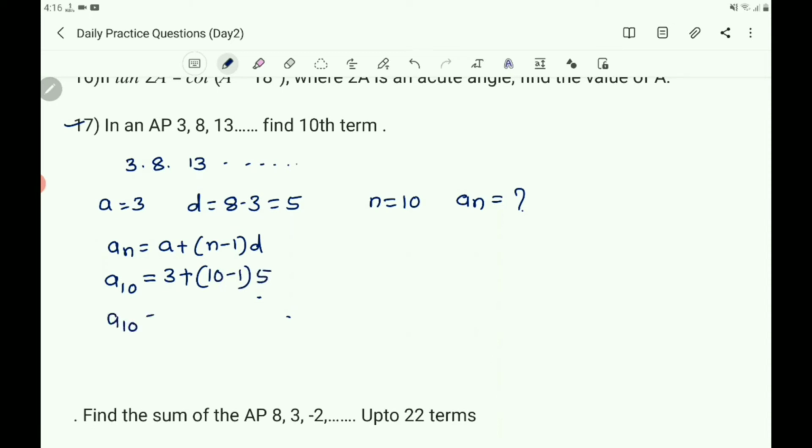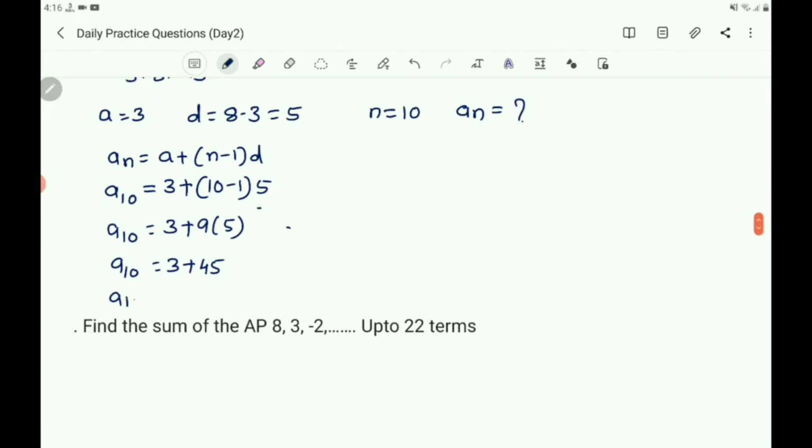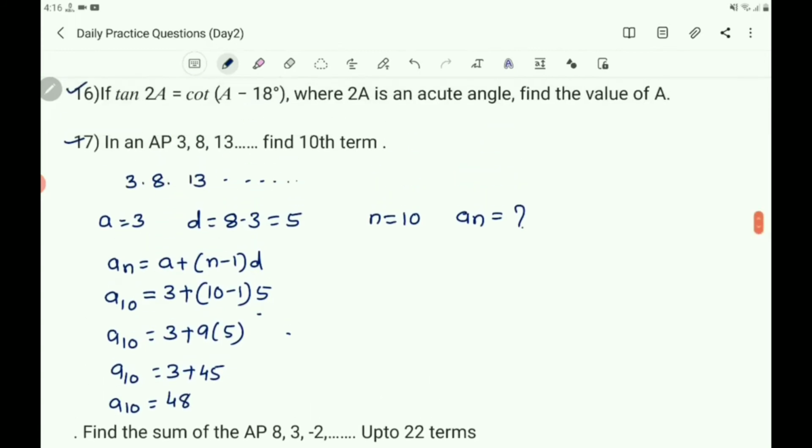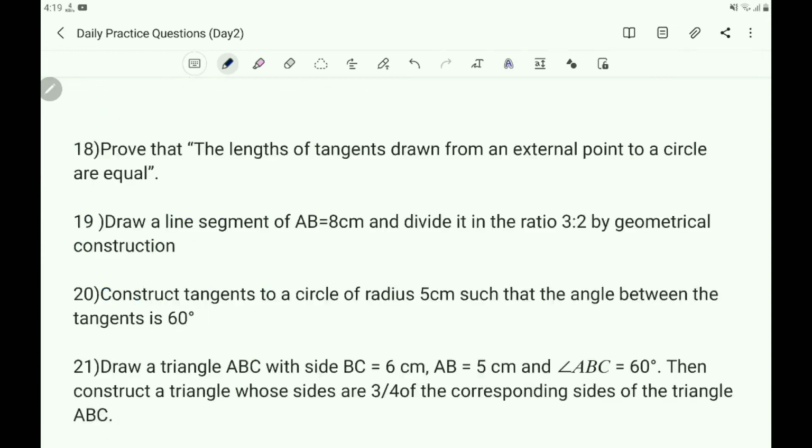So a10 equals 3 plus 10 minus 1 is 9, 9 into 5. That is a10 equals 3 plus 9 5s are 45. That is a10 equals 45 plus 3 is 48. You got that. a10 equals 48. The 10th term is 48. Now the question number 18.